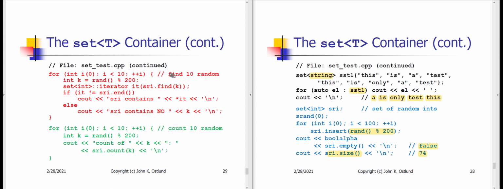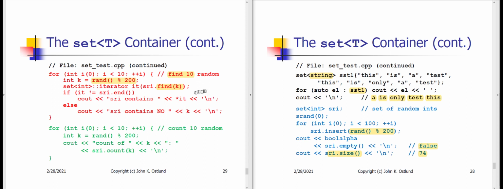Now, here in the red for loop, I'm attempting to find 10 random values. I'm going to generate 10 random values in the range from 0 to 199. And I'm going to search, well, maybe I should have said find, since that's the name of the function. I'm going to find, or attempt to find, that random variable, which I've stored into the variable k. I'm going to attempt to find that random number in my set.